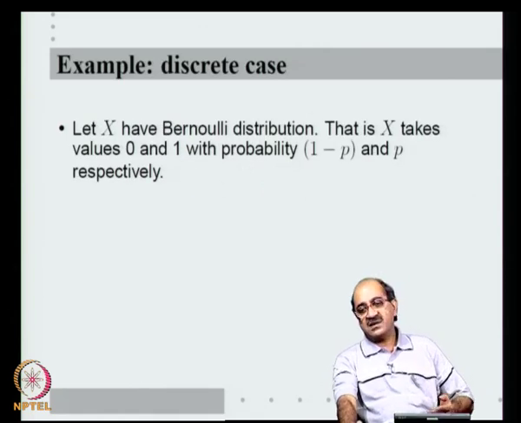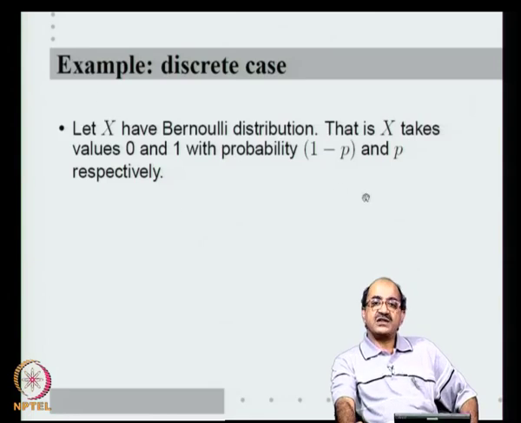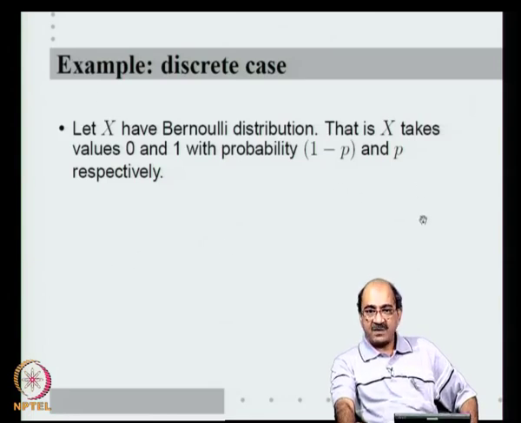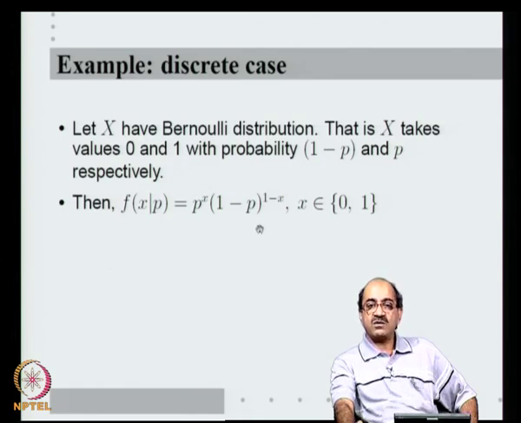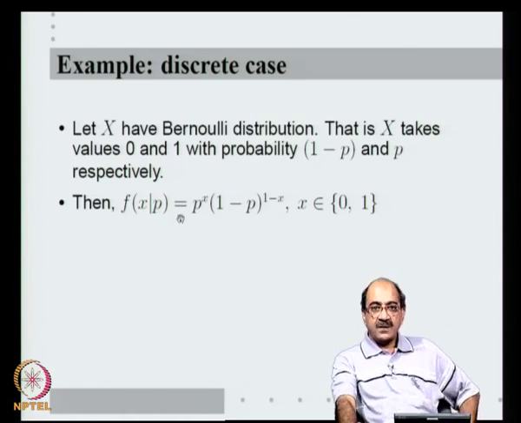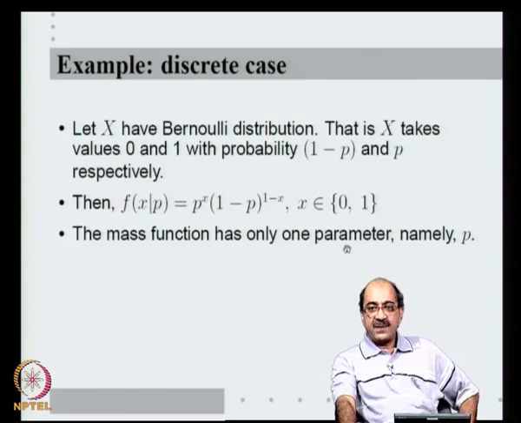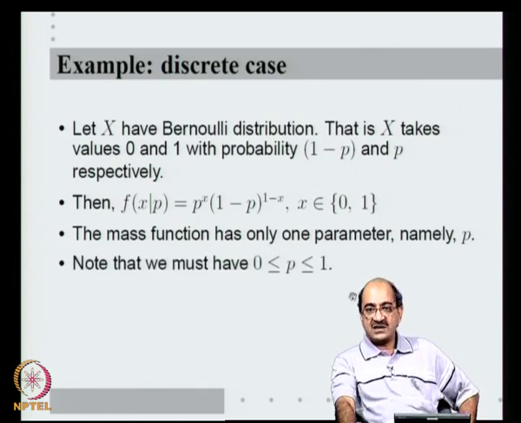We can do the same thing for a discrete random variable also. Let us say x has a Bernoulli distribution, that is, x takes values 0 and 1 with probability 1 minus p and p. So, I can write the mass function of x, with parameter p, as p power x into 1 minus p power 1 minus x, where x takes only 0 and 1. So, the mass function at value 0 will be 1 minus p, and at value 1 will be p. This is the Bernoulli density. The random variable takes value 0 with probability 1 minus p, and 1 with probability p. So, the mass function has one parameter, namely p.